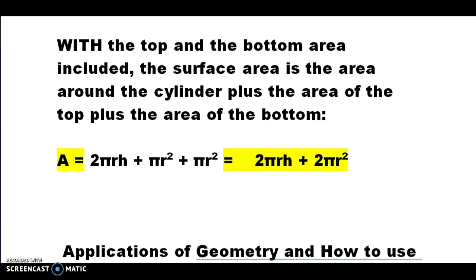If we do include the top and the bottom area of this can, the surface area is then going to be the area around the cylinder, which we just took a look at, plus the area of the top plus the area of the bottom. So we had the area around the outside, which was 2 pi r times the height, and then the area of the top is given by pi r squared, and the area of the bottom is another pi r squared. So adding these together, we can combine the like terms, which gives us 2 pi r squared for those two terms that are alike. So we have the area then is equal to the formula highlighted in yellow.